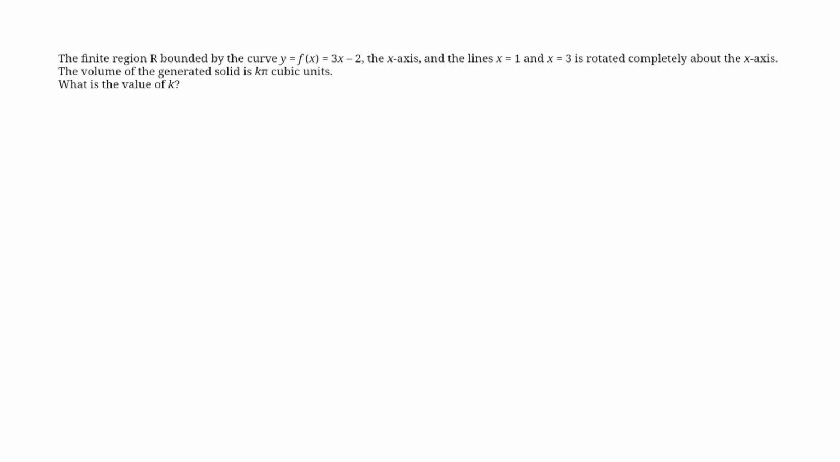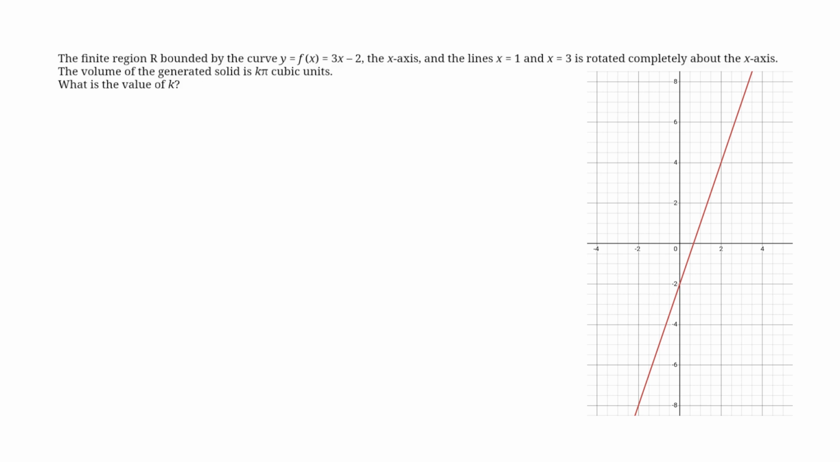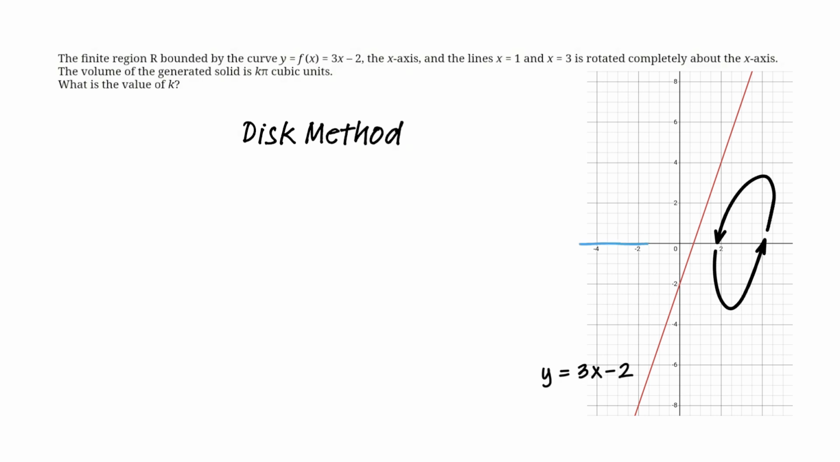In this video, we are solving a classic calculus problem, finding the volume of a solid of revolution. We will be using the disk method to rotate the line y is equal to 3x minus 2 around the x-axis. The question asks us to find the specific value of k. Let's set up the integral and solve this step by step.